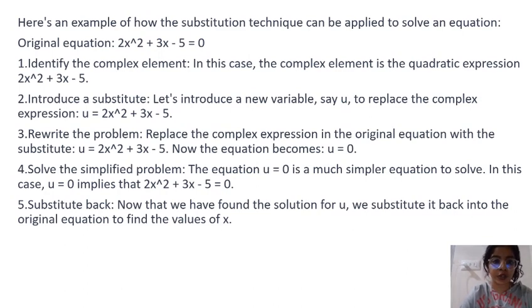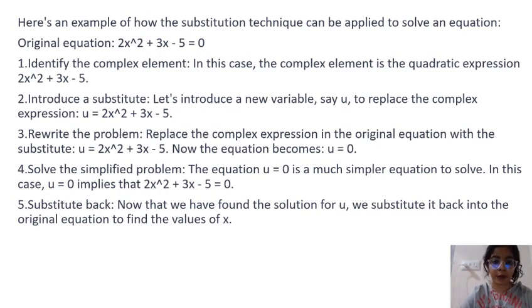Introduce the substitution. Let us introduce a new variable, say u, to replace the complex expression. u is equal to the left side one, and rewrite the problem. Replace the complex expression in the original equation with the substitute, u equals the left part of the equation. Now the equation becomes u equals 0. We have to make u equal to 0. So the fourth one is solution.